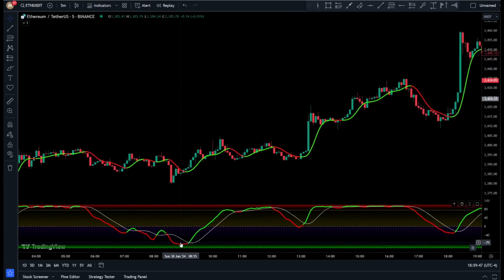For buy trades, when these two moving averages have reached the bottom of the oscillator, we wait for the red one to turn green and cross the white one upwards.